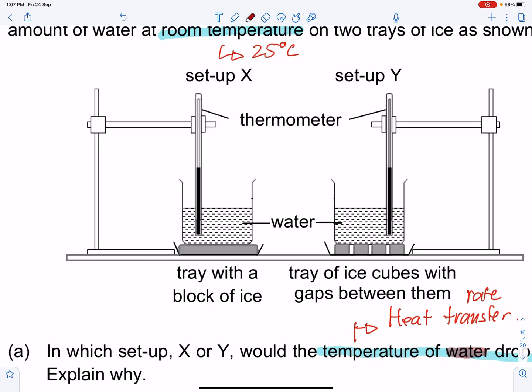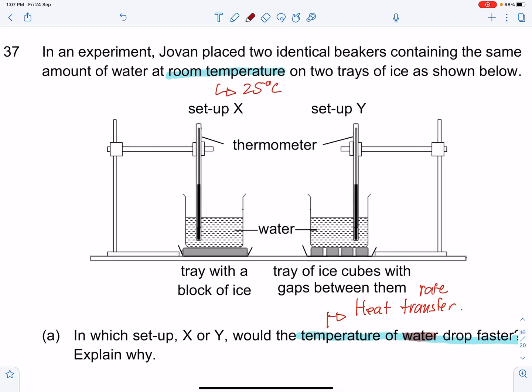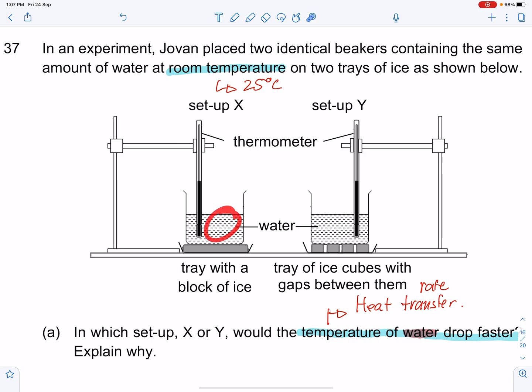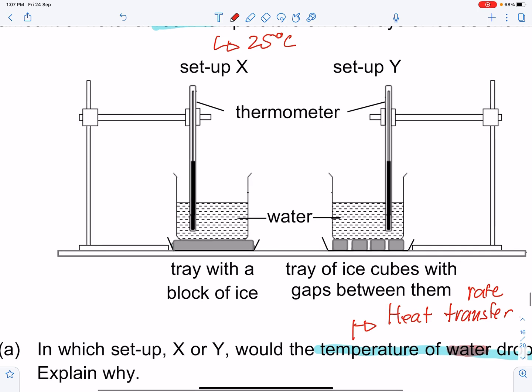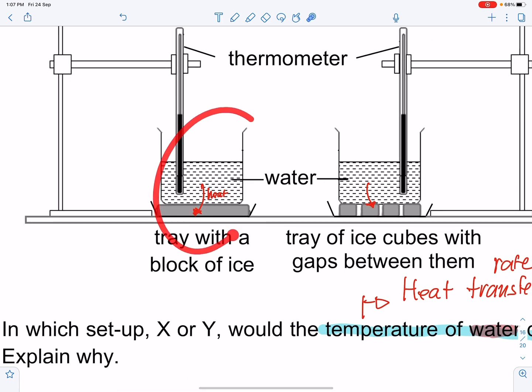So in the two setups, if you take a look at it, you know that your water is of a lower temperature than your block of ice. So technically, heat will travel from your water to your block of ice this way. This will also happen in the same scenario. Now remember, I told you this: whenever you've got two setups, you need to compare and contrast the difference. The difference between these two setups is that one has gaps in between.